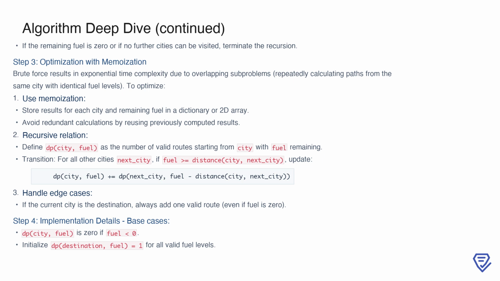The base cases include setting dp[city][fuel] to 0 when the fuel is negative and initializing dp[destination][fuel] to 1 for all valid fuel levels. With memoization, we eliminate redundant computations and significantly improve efficiency.